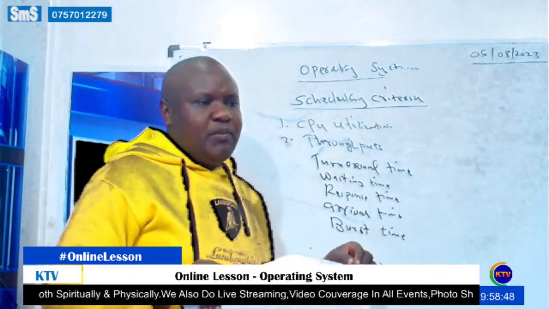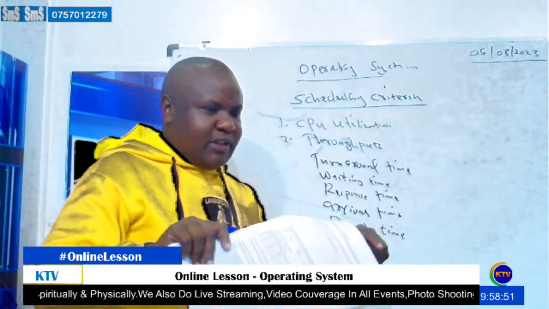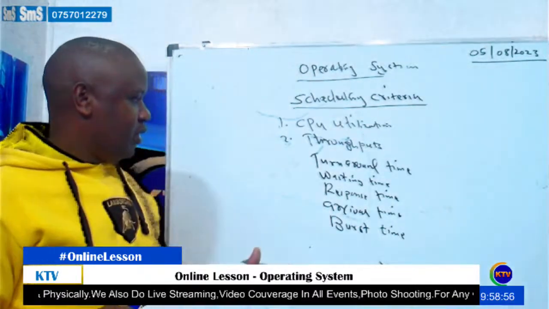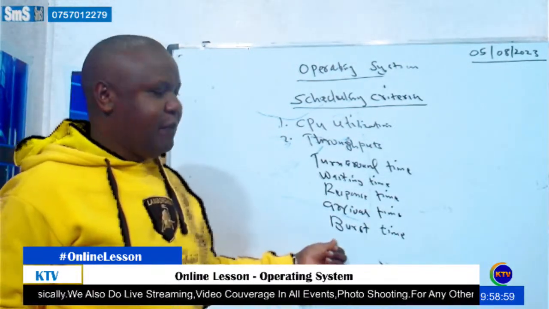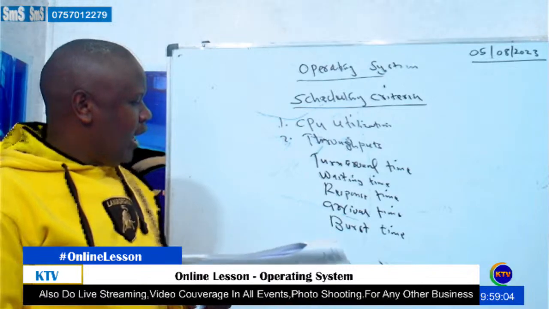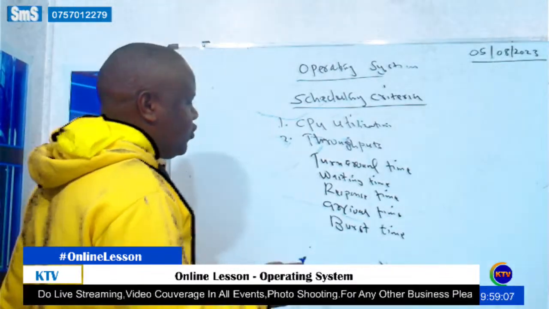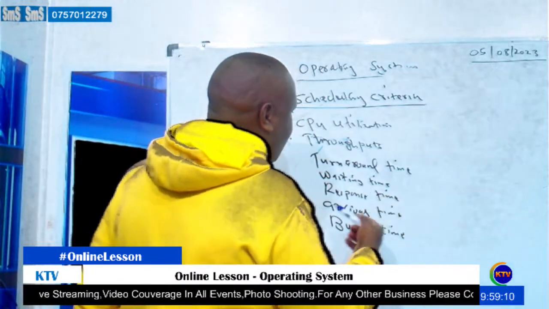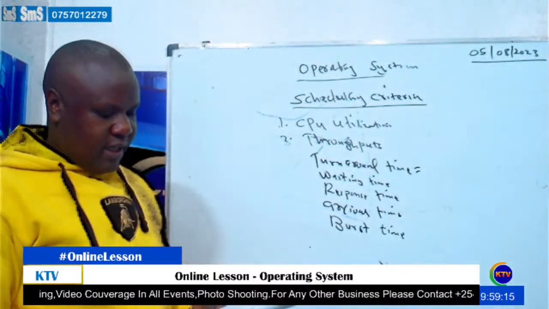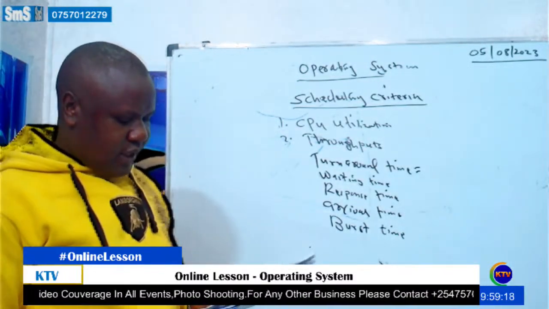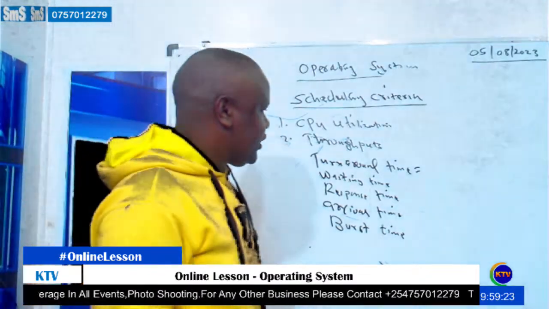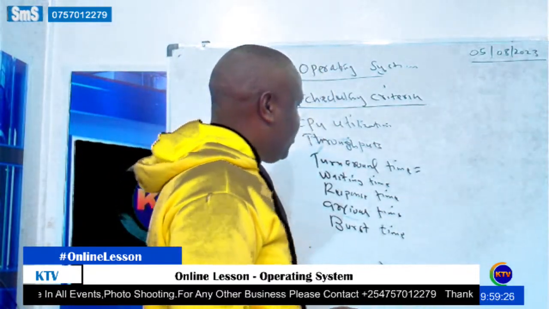How long the process is going to take in the CPU to be executed is what we call the burst time. If you want to find the turnaround time, turnaround time is equivalent to completion time minus the arrival time.